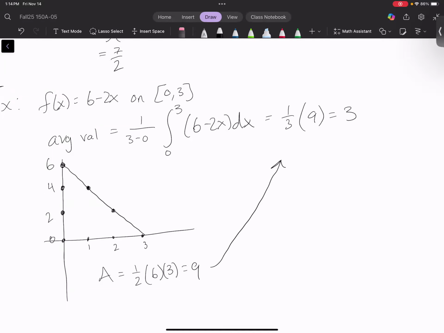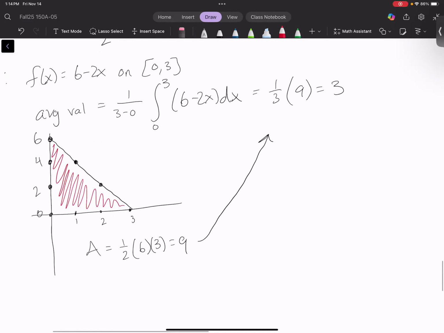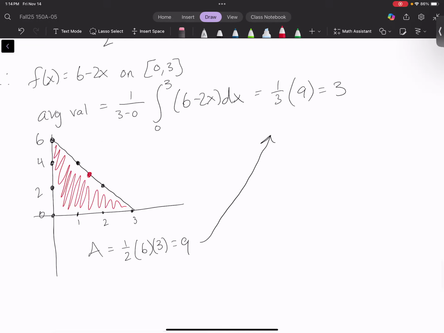So I drew the function 6 minus 2x. The integral is on the interval 0 to 3, so we're just talking about this triangle here. It has a height of 6, base of 3, so the area is 9. And then we just plug in that area for the integral. 1/3 times 9 equals 3. Okay. And again, 3, whoa, 3 is smack dab in the middle there.